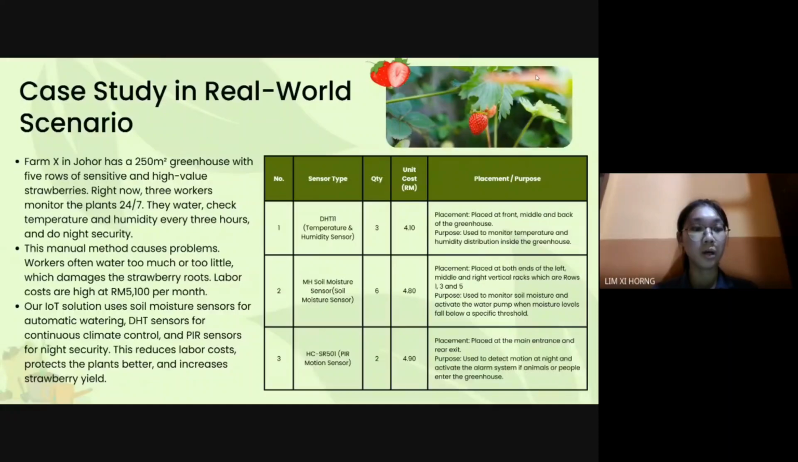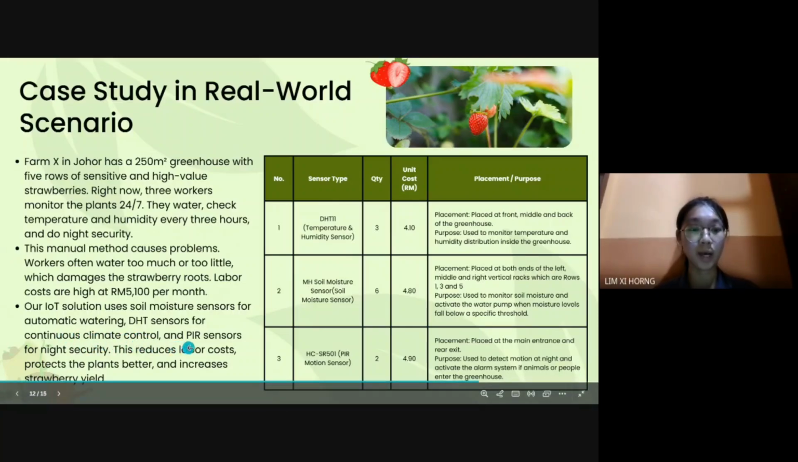So for example, the workers often water too much or too little, which damages the strawberry roots. Labor costs are higher, about 5,100 per month. So our IoT solution uses soil moisture sensors for automatic watering, DHT sensors for continual climate control, and PIR sensors for night security. This reduces the labor cost, protects the plants better, and increases the survival rate.